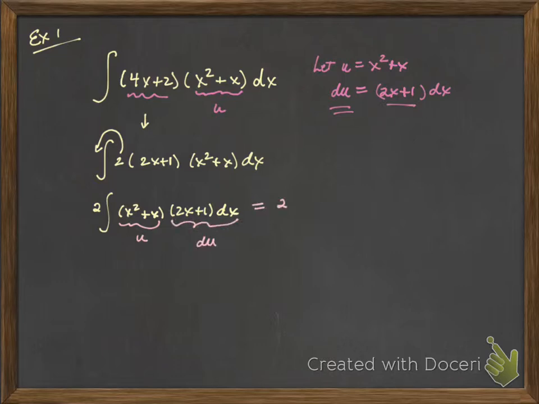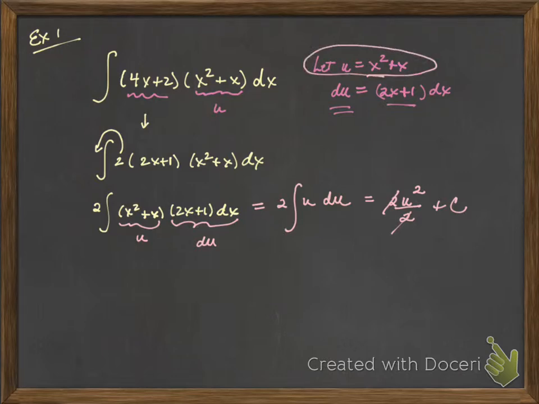So this is 2u du. And now we don't even have x anymore, and this is the straight power rule. This is equal to 2u squared over 2 plus a constant c. Those 2's cancel, so it's just u squared plus c. But we always, if we can, go back and write our expression in terms of the original variable. So u squared is really x squared plus x, all squared, plus c. All right? Let's look at another example.